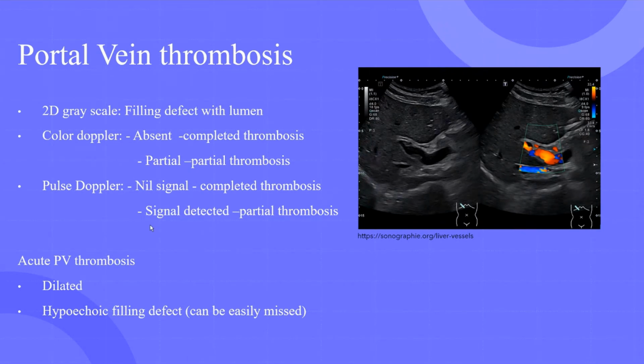In acute portal vein thrombosis, the portal vein can be dilated, and the filling defect can be hypoechoic, so this one can be easily missed. This is a picture showing a partial thrombus. You can see there's a filling defect over here, and on the color Doppler, we can still see some flow within the portal vein.